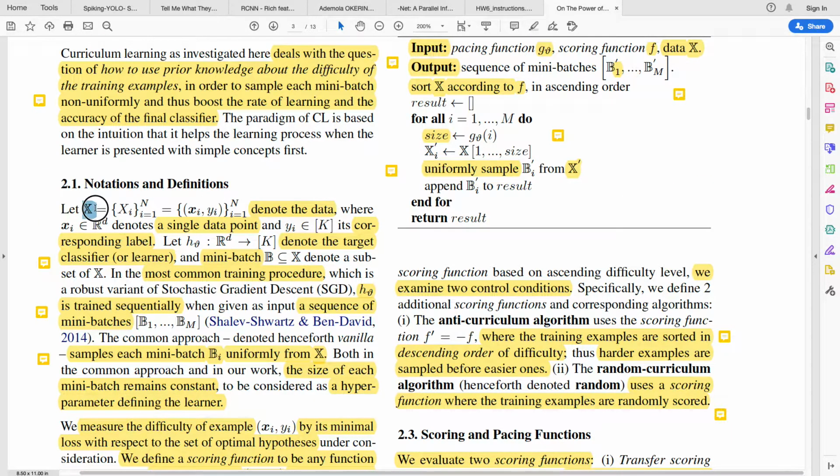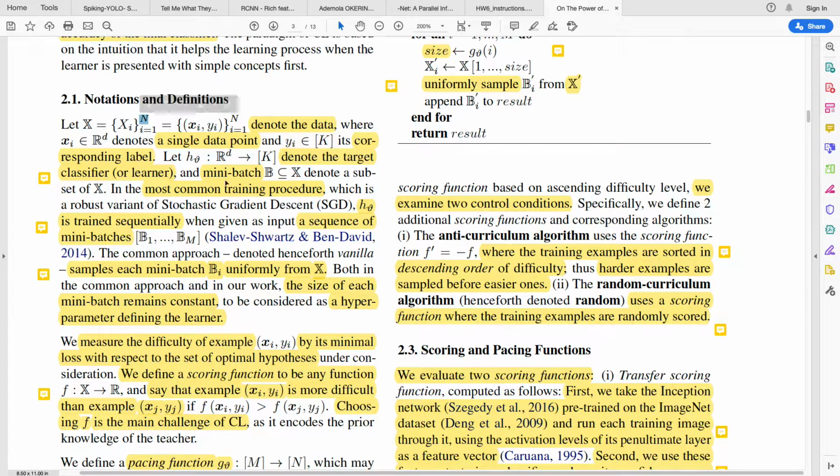Here you have your training data from a maximum of n training samples, and each of the samples is denoted by xi, yi, and these are the labels. That is yi, which can be the number of labels, which if it is binary can be maybe 0 or 1.